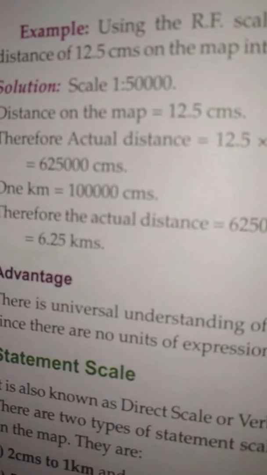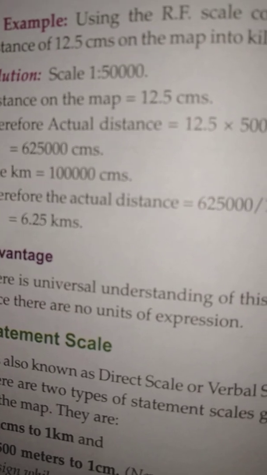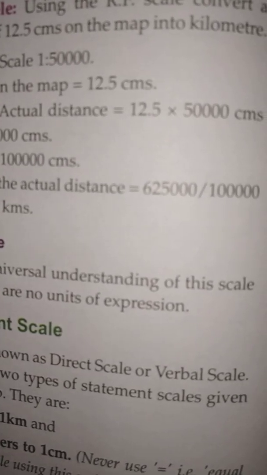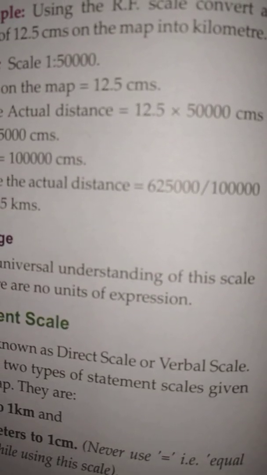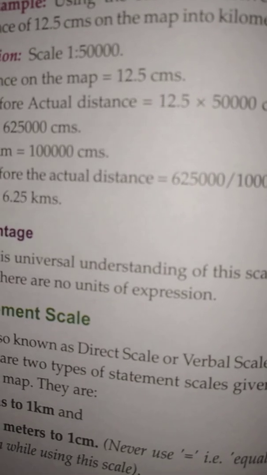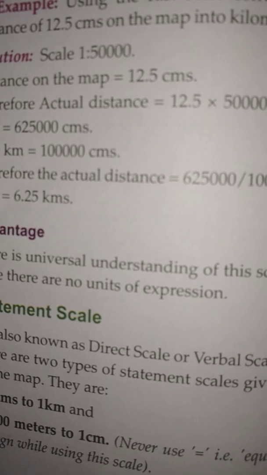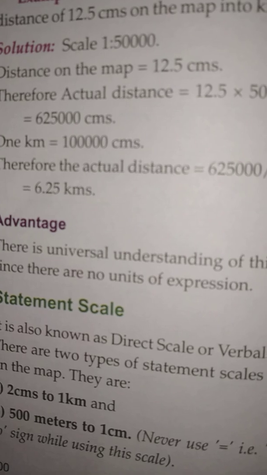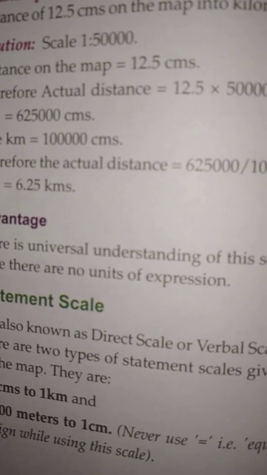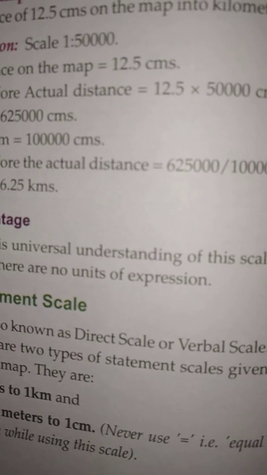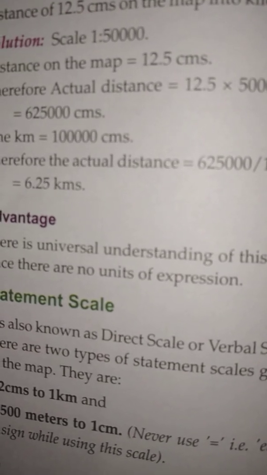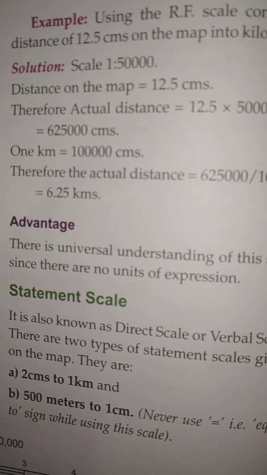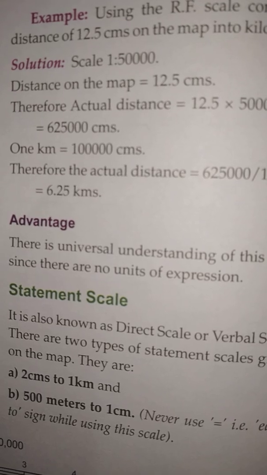Since the scale is 1:50,000, and the distance on the map is given as 12.5 centimeter, therefore the actual distance is equal to 12.5 into 50,000 centimeters. So the answer is 6,25,000 centimeters. 1 kilometer is equal to 1 lakh centimeter. Therefore, for the actual distance, we will divide 6,25,000 by 1 lakh. So the answer is 6.25 kilometers. So this is how that RF can be converted into actual distance.